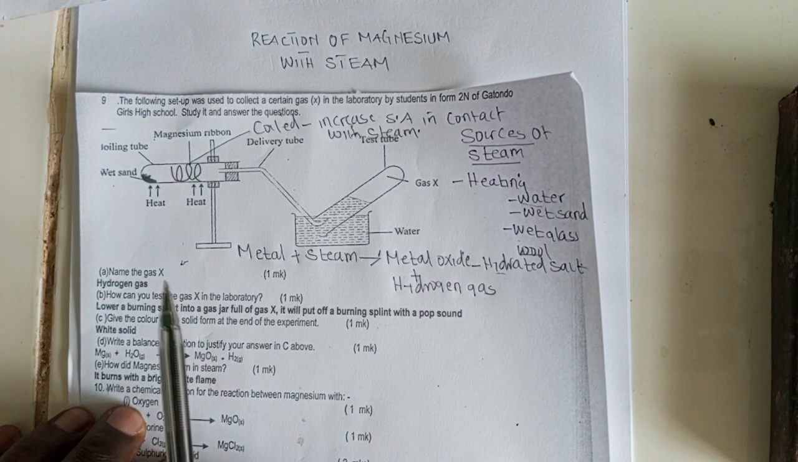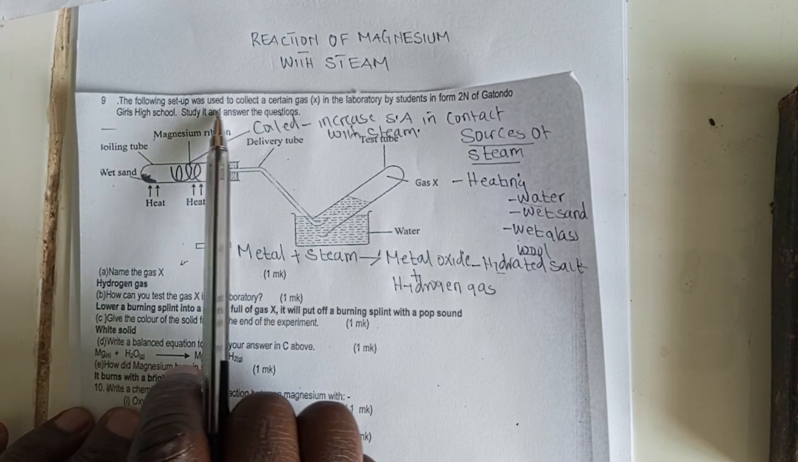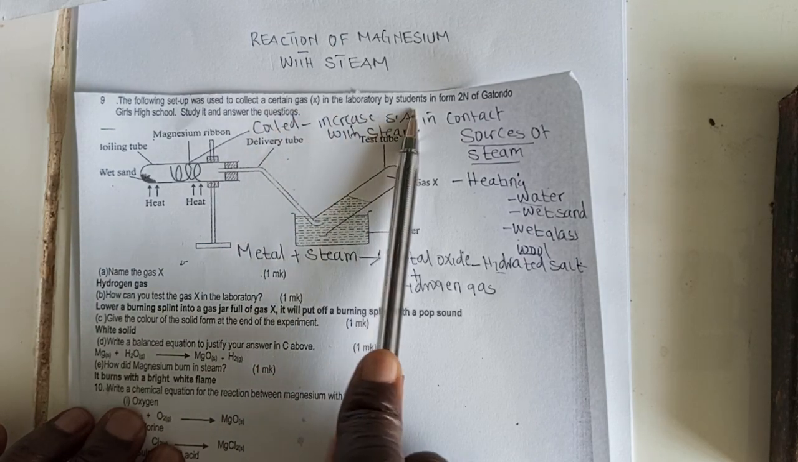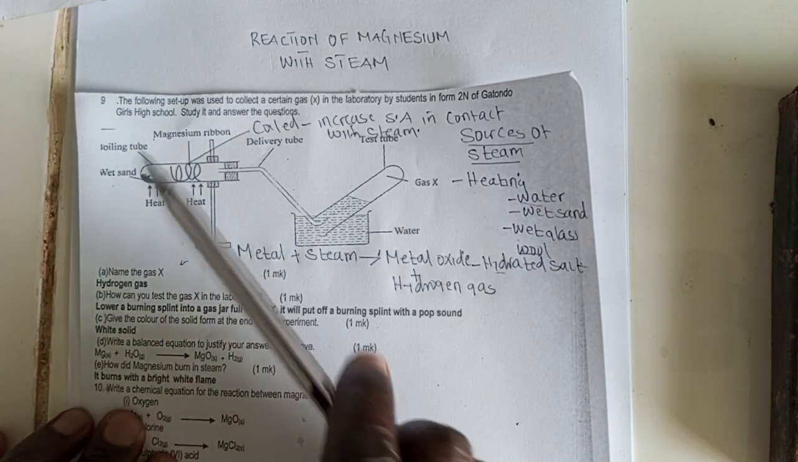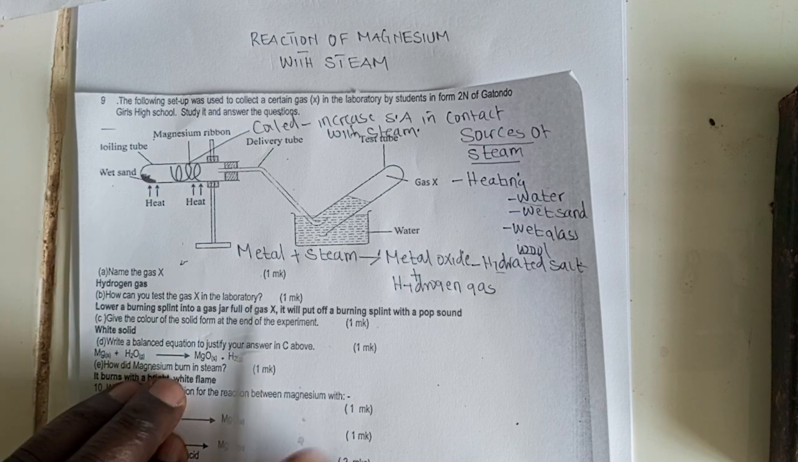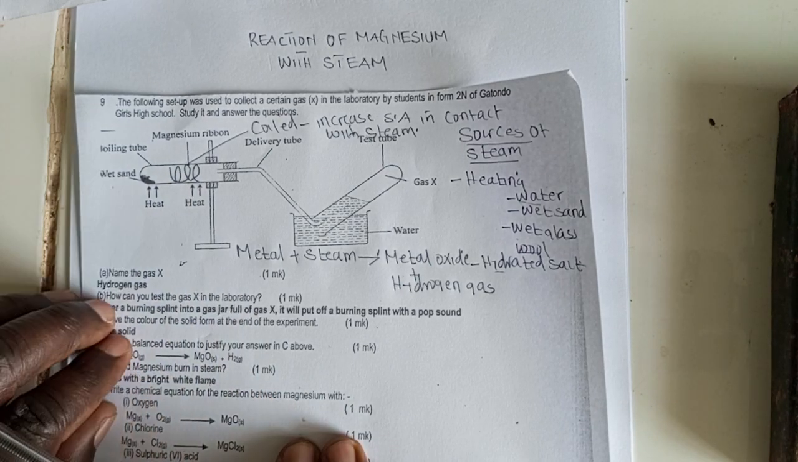We have a question here where magnesium reacts with steam. The following setup was used to collect a certain gas X in the laboratory by a student in Form 2 at Gatondo Girls High School. Study it and answer the question that follows. This is a reaction of magnesium with steam.